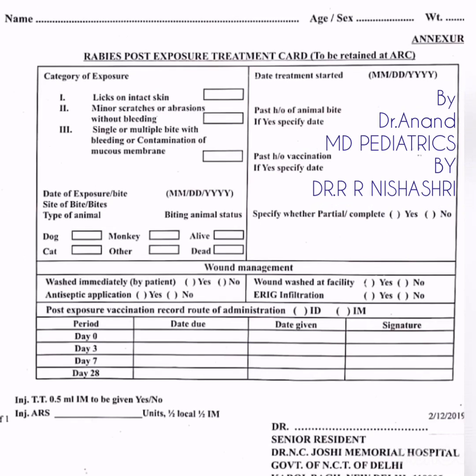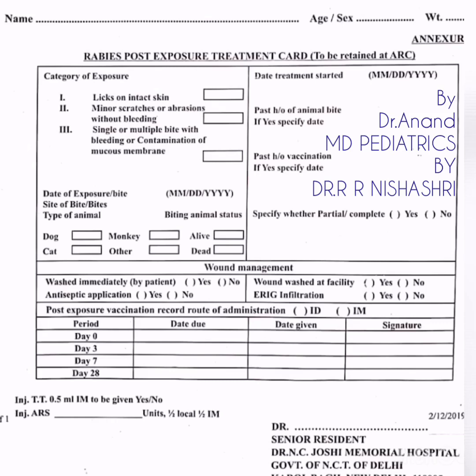And last, very important points you need to know. One is ERIG, one is HRIG. HRIG is human rabies immunoglobulin, and ERIG is equine rabies immunoglobulin. Again, PG entrance question, what's the dose? 20 IU per kg for HRIG, human rabies, and for equine it is 40 units per kg. That's very important, you need to know.